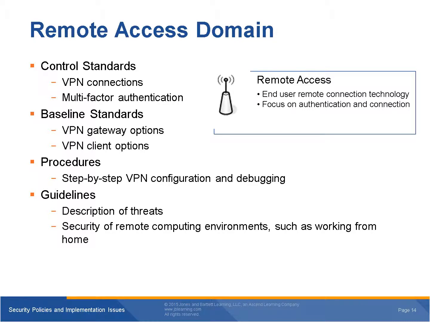So the control standards would be the VPN connectivity and also the multi-factor authentication, like user ID and password. Baseline standards would be the VPN gateway options and client options. Procedures would be the step-by-step VPN configuration and debugging. And guidelines would be description of threats and security of remote computing environments such as working from home.